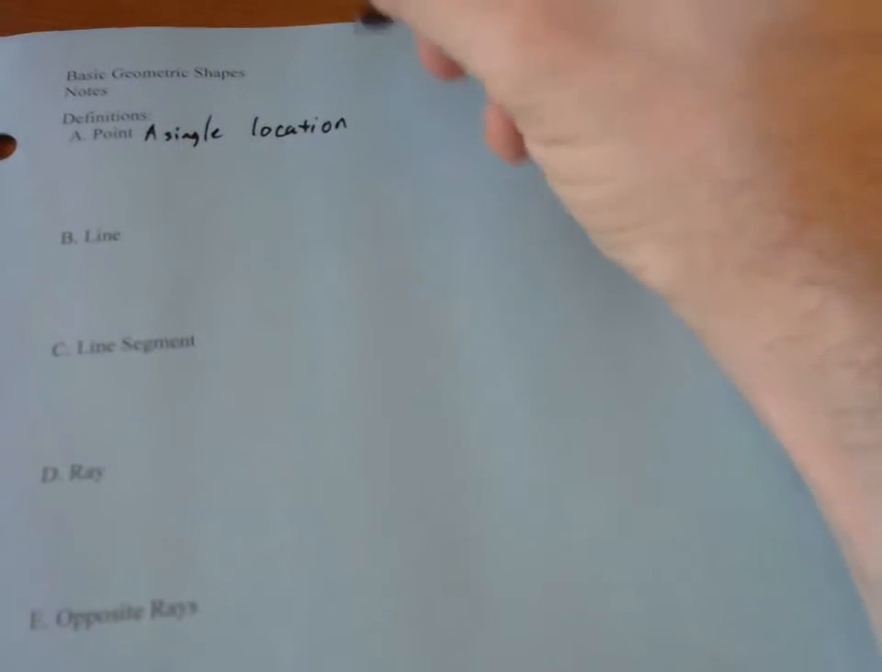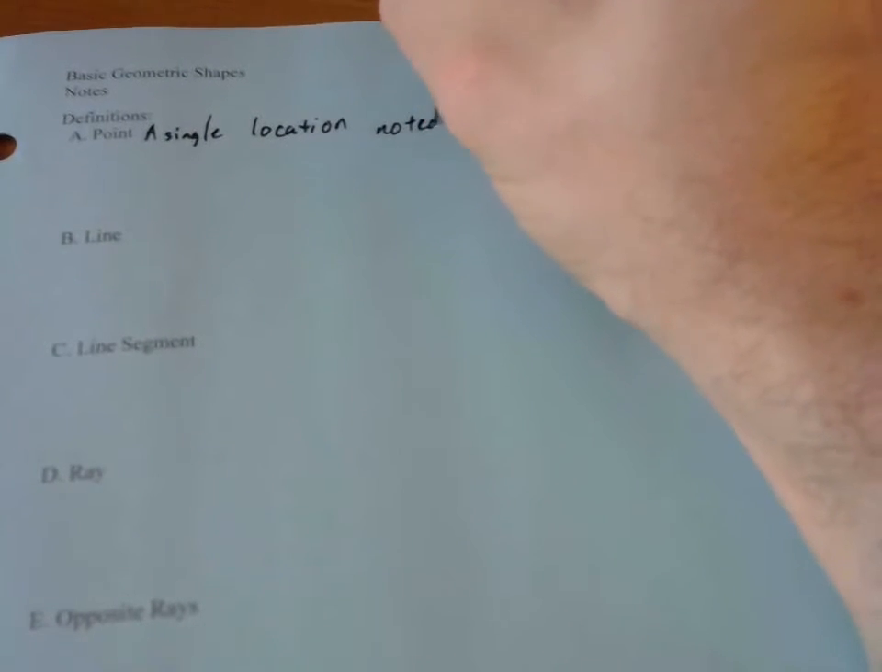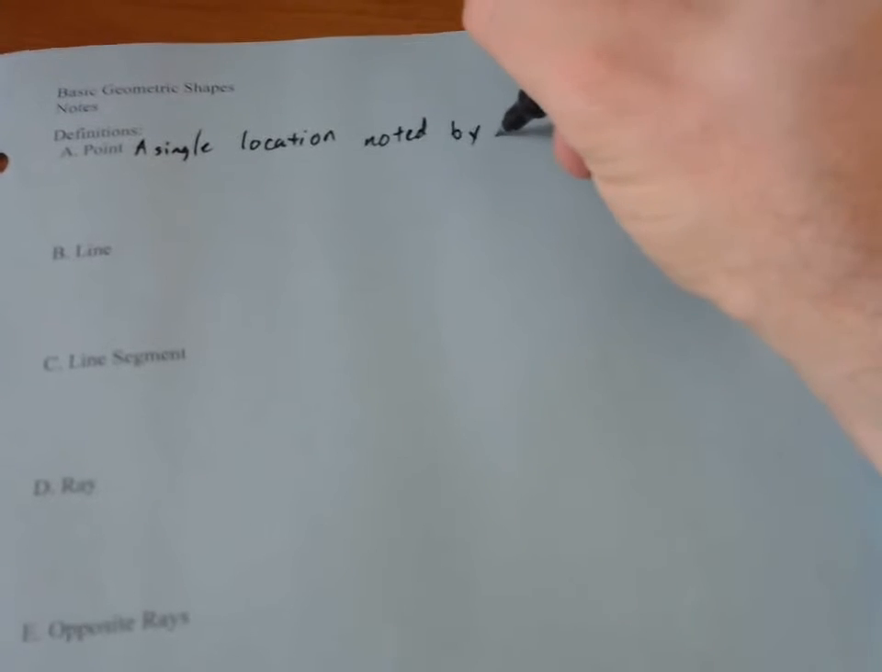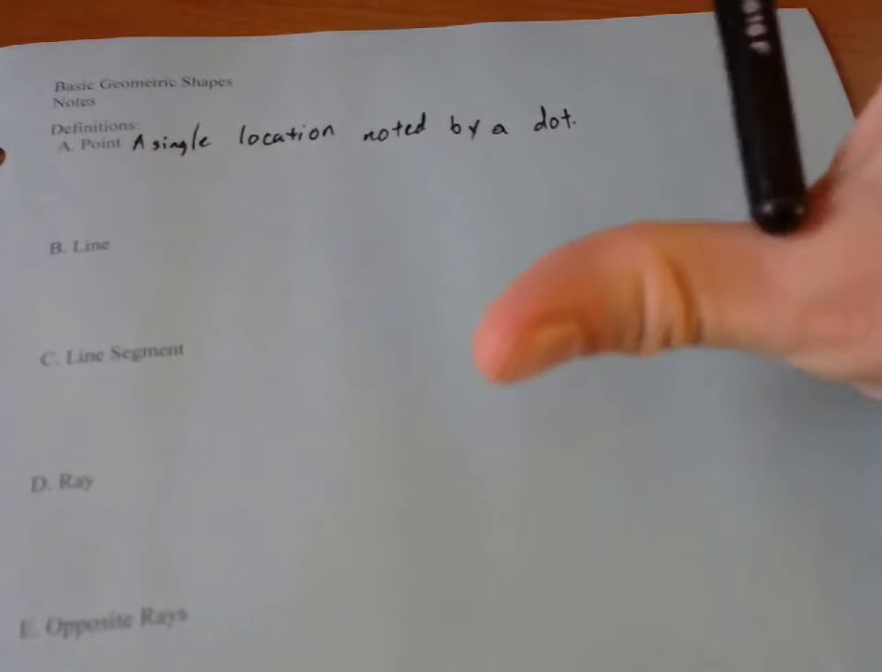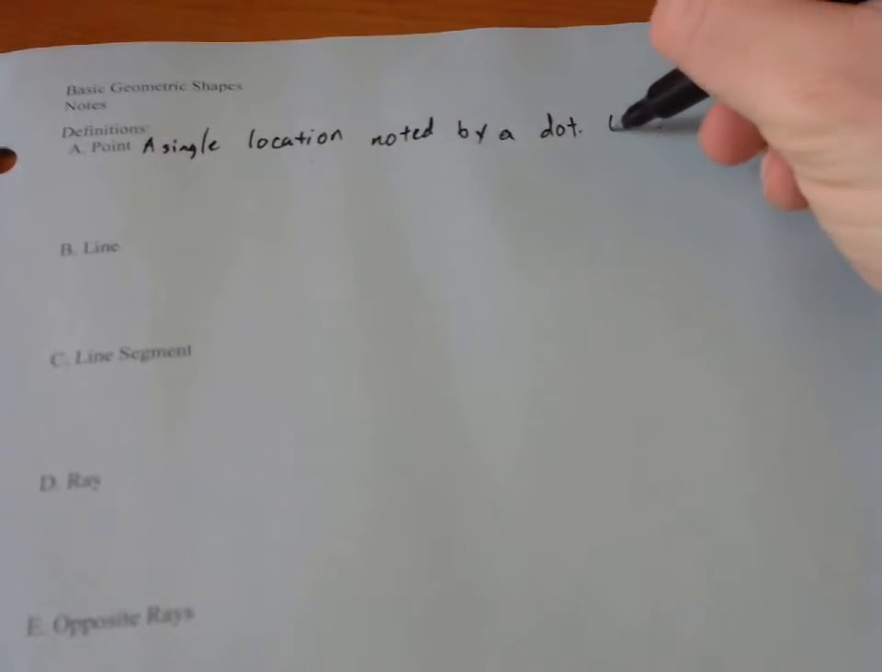So first things first, a point. A point is a single location noted by a dot. When we talk about this, these dots have no length, no width, no depth. It is just a single specific spot. So technically, that dot that I just put there is way bigger than a point should be. So no dimensions.